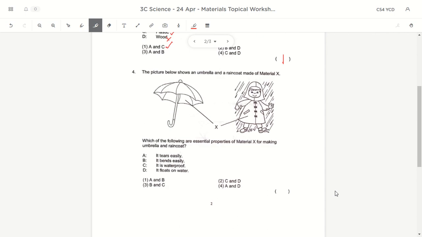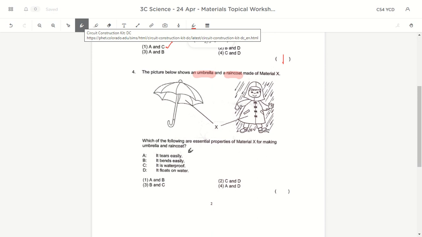Okay, next one. I have an umbrella and a raincoat. So again, what is important for an umbrella and a raincoat? Most importantly, it shouldn't tear easily. You don't want the umbrella to tear easily, and you don't want the raincoat to tear easily. So tear easily is wrong. I want it to bend easily.